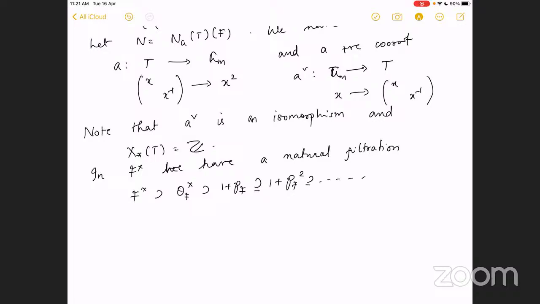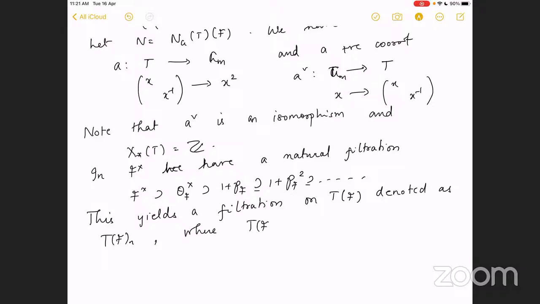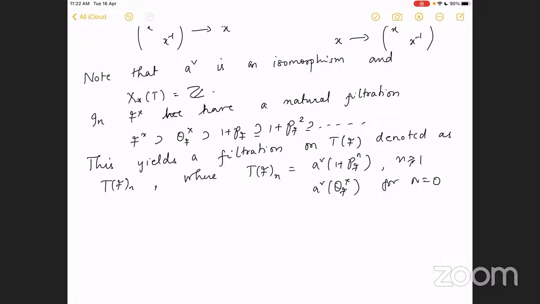Now you can use this isomorphism alpha check to give a filtration on the torus. So this yields a filtration on T(F), denoted as T(F)_n, where T(F)_n is alpha check of (1 plus P_F to the n) if n is greater than or equal to 1, and alpha check of O_F cross for n equals 0. So you do get a descending filtration on the torus in this manner. And similarly, I have a filtration on the root subgroups as well.